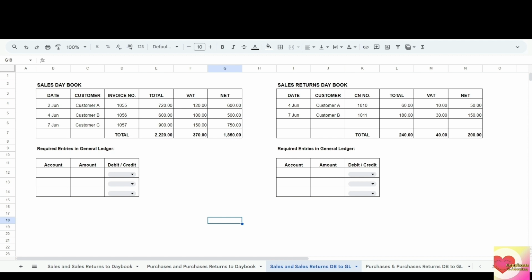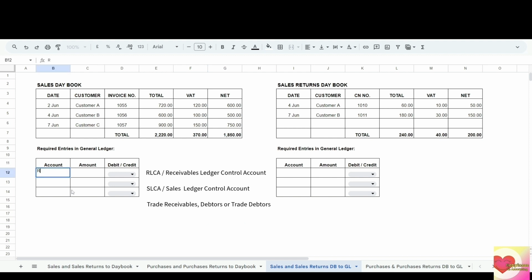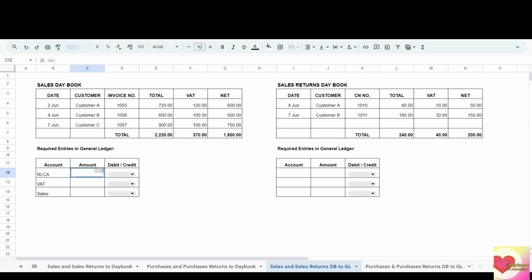First is RLCA or Receivables Ledger Control Account. In your textbook, you may encounter different terminologies like SLCA or Sales Ledger Control Account, Trade Receivables, Debtors or Trade Debtors. Please take note that they all mean the same. So the total of our total or gross column goes to RLCA. VAT goes to VAT account, and then the net amount goes to sales account. Now let's transfer the amount, RLCA, VAT, and sales amount.